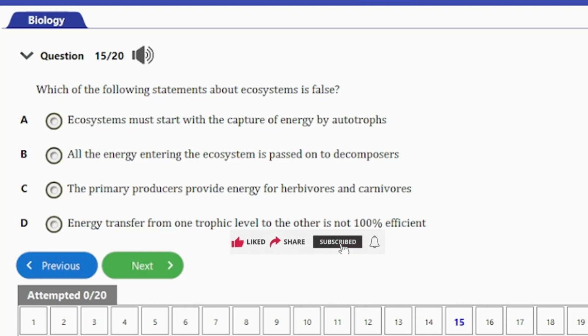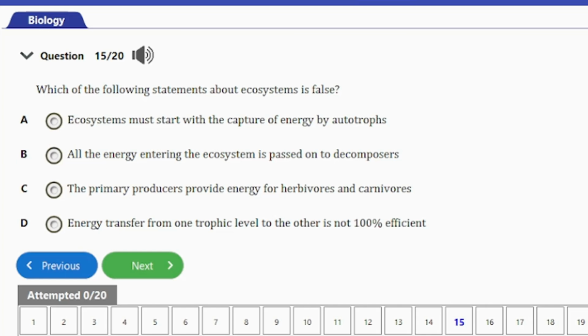A, ecosystems must start with the capture of energy by autotrophs. B, all the energy entering the ecosystem is passed on to decomposers. C, the primary producers provide energy for herbivores and carnivores. D, energy transfer from one trophic level to the other is not 100% efficient.